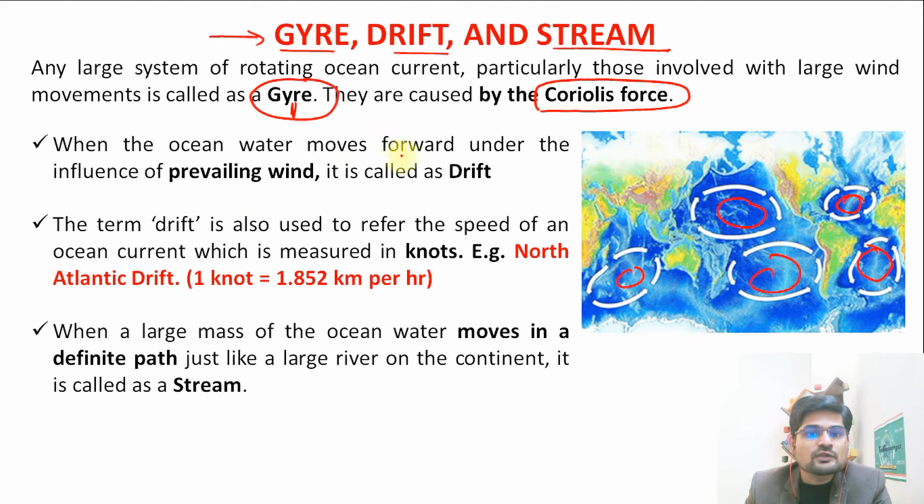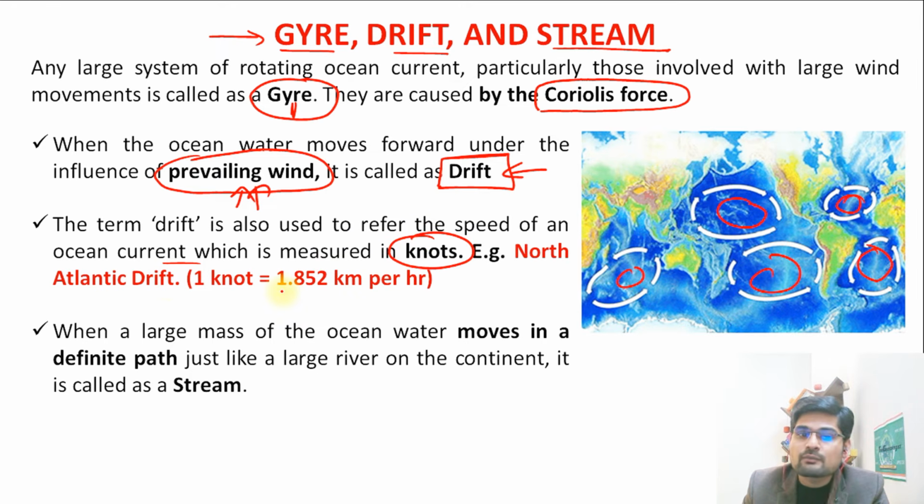So when the ocean water moves forward under the influence of a prevailing wind, in a fairly defined direction, remember, then it is called drift, as it is drifted away by the winds. That is important. So that is where the word drift is used in the ocean current. The term drift is also used to refer to the speed of ocean current, which is measured in knots.